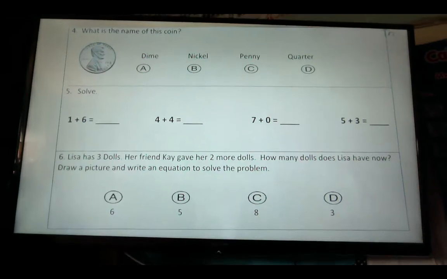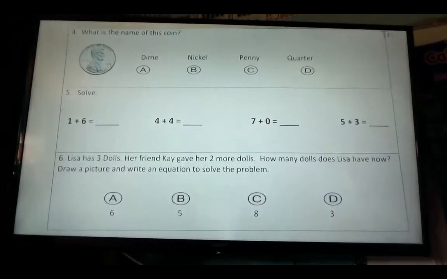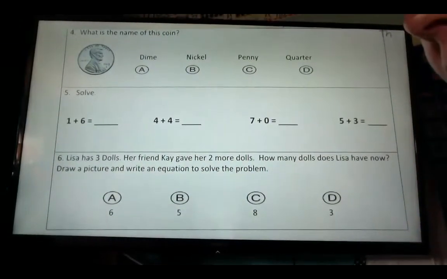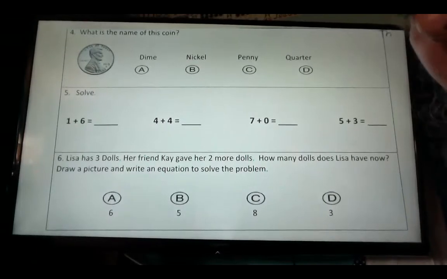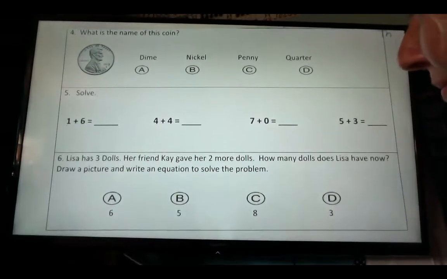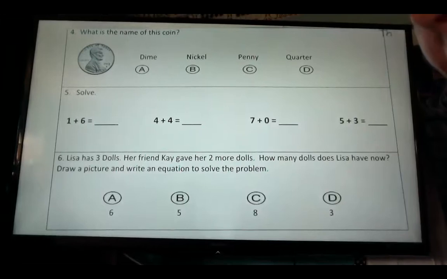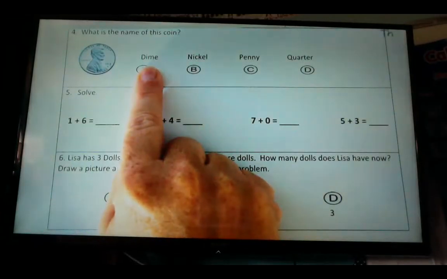Which one of these words says penny? Listen to me say the word penny. Penny. Think about the beginning sound of the word penny. What sound makes the p sound? That's right. P makes the p sound. So penny begins with the letter P. Does this begin with a P? No, that begins with a D.